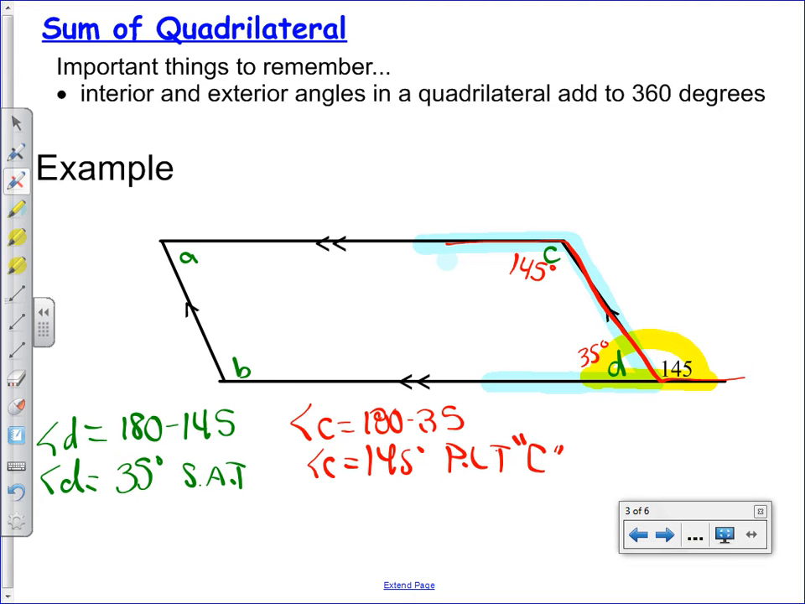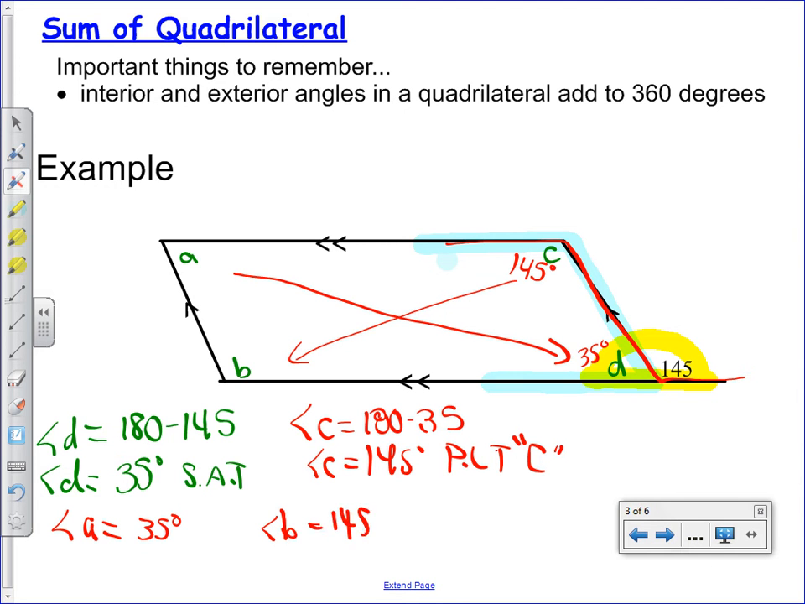And we talked about this in a parallelogram. I know that these opposite angles are equal. So I can write here, angle A equals 35 degrees. Angle B equals 145 degrees. Now you could do that through using the C pattern. Jonathan thought of a way that I never would have thought of, by using the F pattern to figure out angle B. There's lots of ways to do this. As long as you get the correct answer, I don't care how you do it.